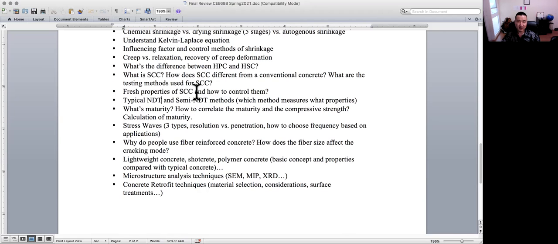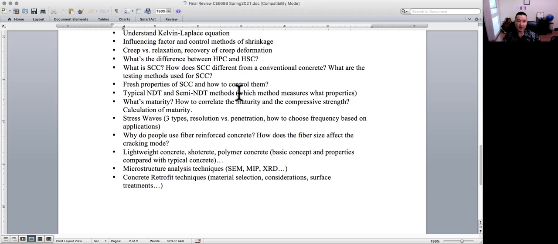Fresh property of SCC, again, the three requirements: flow, passing, and segregation resistance, and how we can control them.